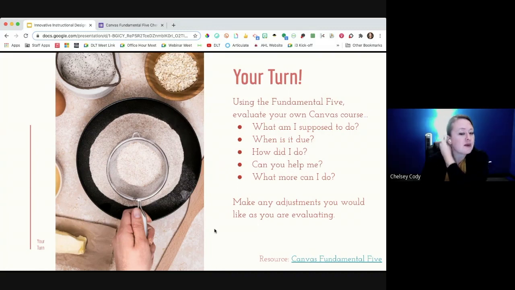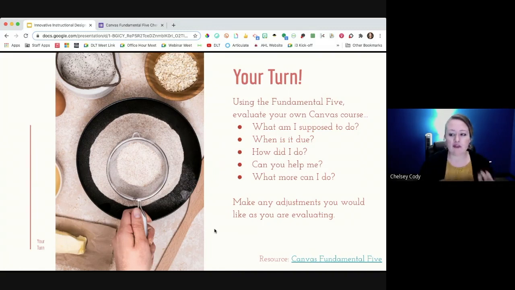So are there things that we could add to that page that speak to what am I supposed to do? When is it due? How did I do? Can you help me? What more can I do? To facilitate that student being able to continue on without it being an emergency stop.